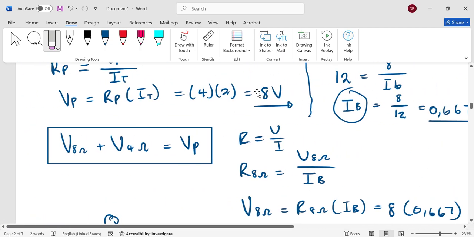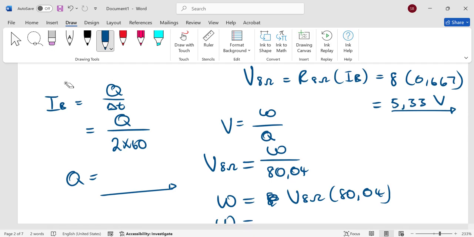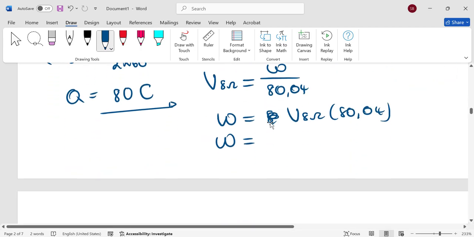So that was 8 over 12, right? So that was my IB. Just going to write it as a fraction. So my IB was 8 over 12, and then I can say that 8 over 12 times 120 gives me an answer of 80, right? So that's 80 coulombs. Cool. I can then say 8 divided by 12, that's 0.666667. Right, so that is my charge, 80 coulombs.